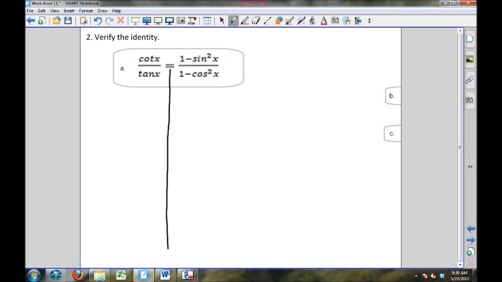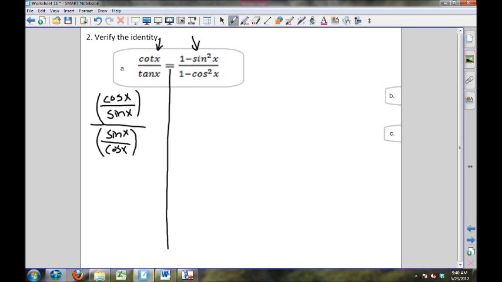So, first thing I notice is that on my left, I have things in terms of cotangent and tangent, but on my right, everything is in terms of sine and cosine. So what I'm going to do is convert my left-hand side into sines and cosines. So cotangent is equal to cosine of x over sine of x. And tangent is equal to sine of x over cosine of x.